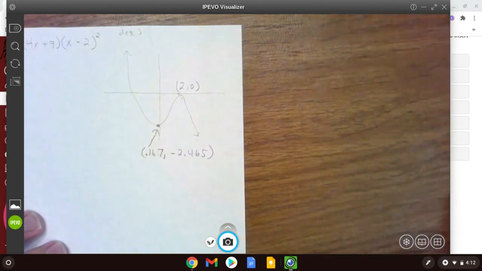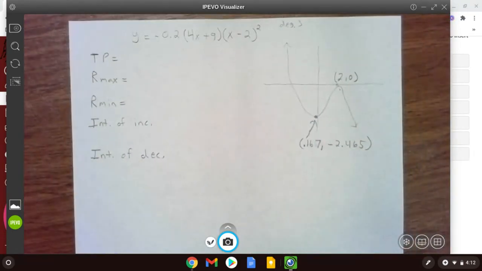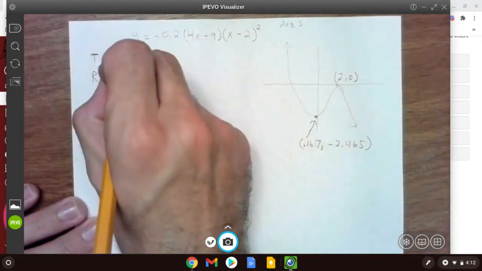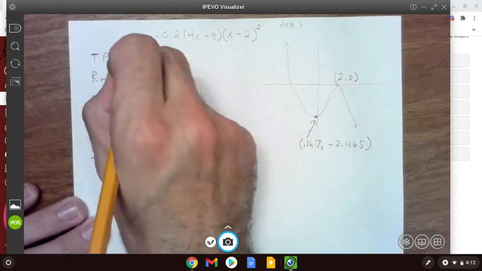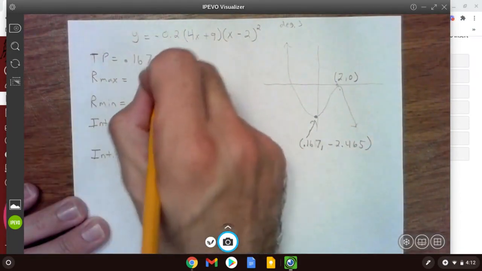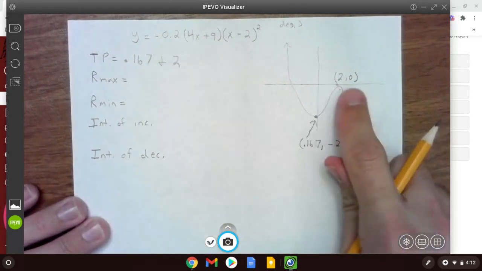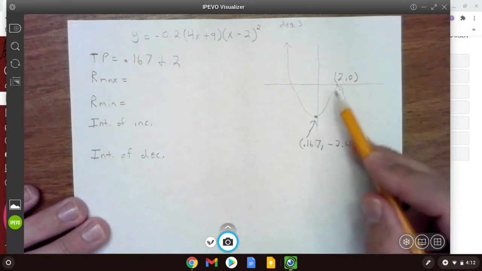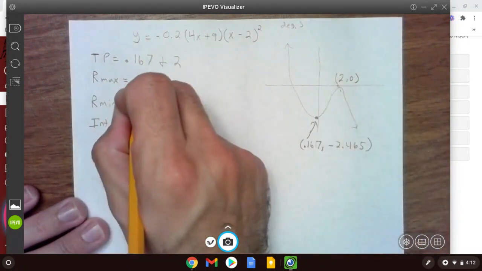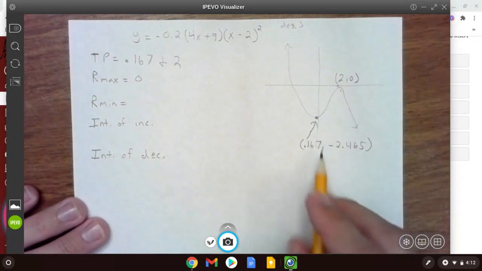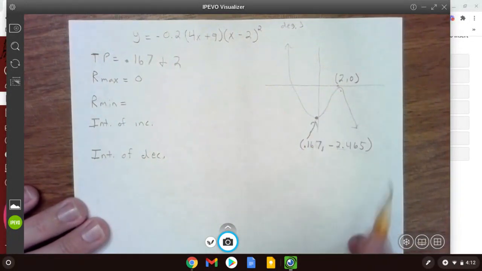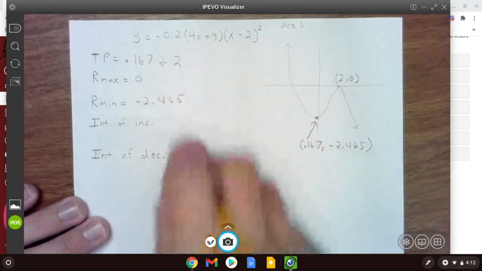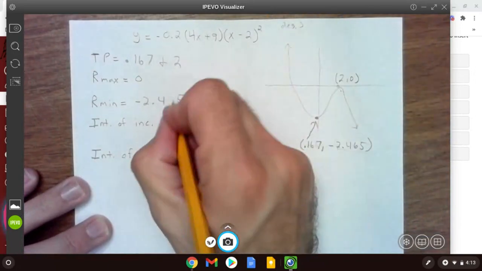All right. All right, so from here, my turning points are those x values. So it's 0.167 and 2. So those are my x values. My maximum is going to be right there. It's the up to down. So it's a 0, y equals 0. And the minimum is that y value. So negative 2.465.